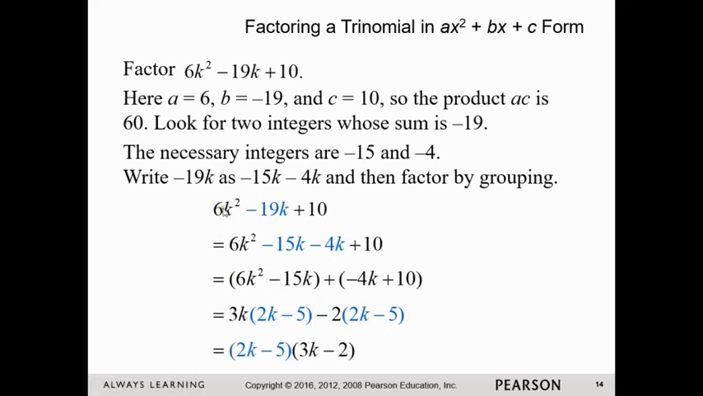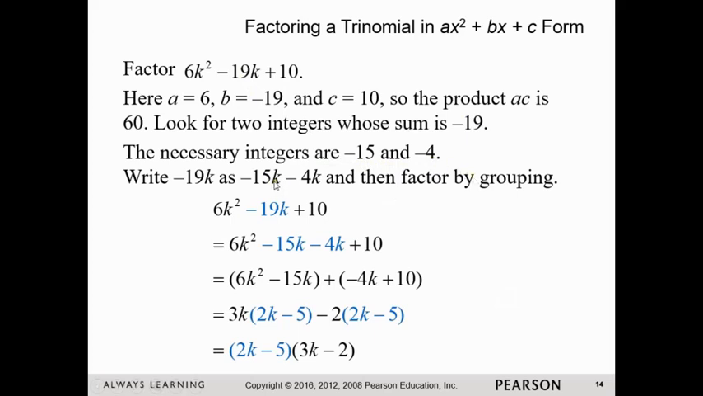So again, just to reiterate, we identify what A, B, and C are. We find the product AC. And then we list, I'll show you what I mean by listing these factors here in a moment. And we're listing the factors of 60 here. We list those factors. We're looking for particular factors that will yield negative 19k. Let's just assume we listed those factors and we found negative 15 and negative 4.